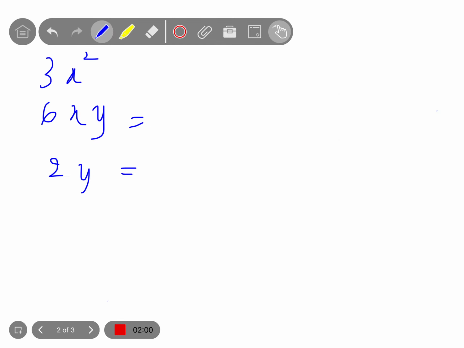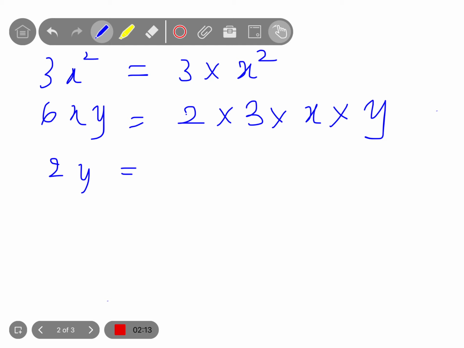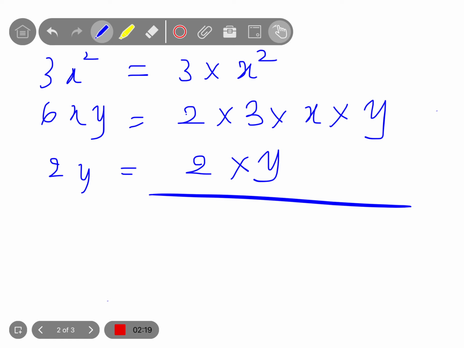So to do this, let's try to write this as 3 times x square. This value we can write as 2 times 3 times x times y with individual terms. This one, 2 times y. So we have to take the highest of each.